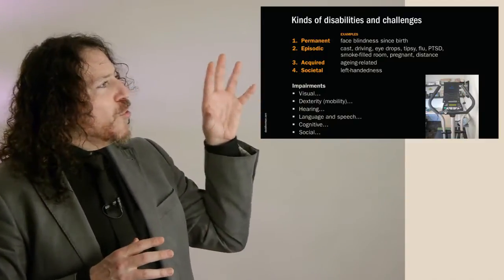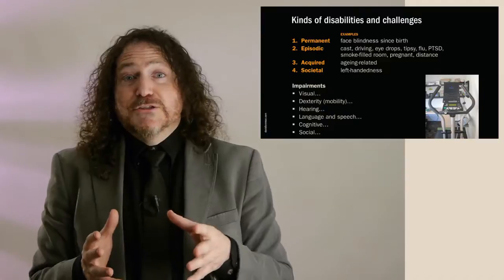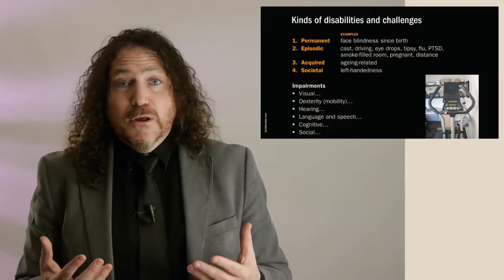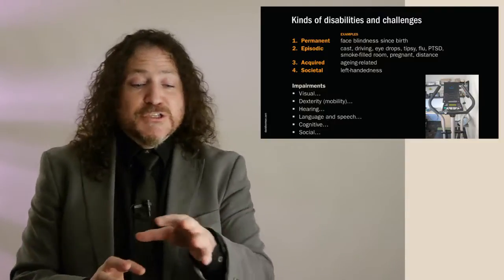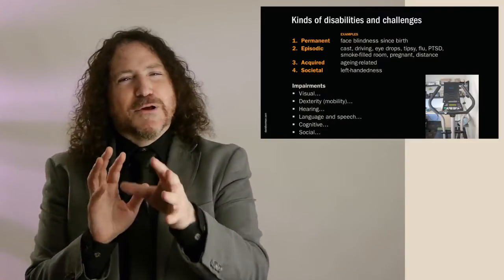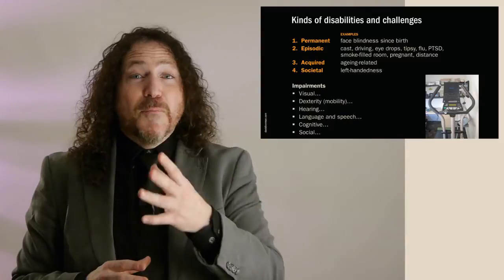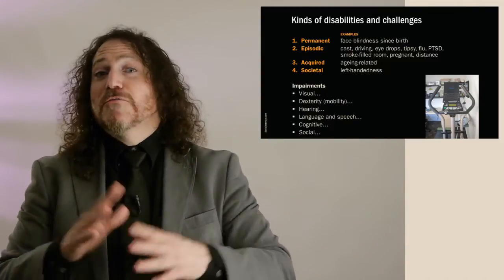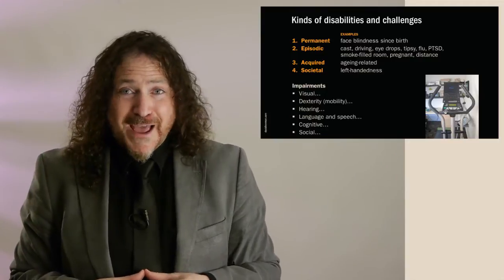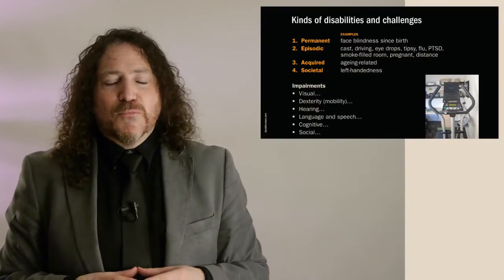We also have acquired disability. As we age, our eyesight tends to go. We tend to have more mobility challenges as we get older as well. You know, the typical life expectancy of a man in the Middle Ages in Europe was perhaps 36 years old. And yet all of us plan to live much longer than that. And so these acquired challenges are important as well.